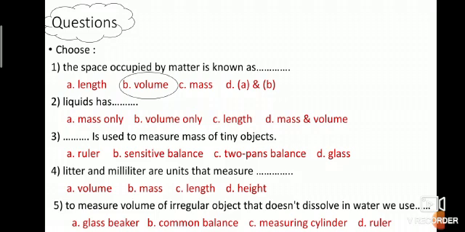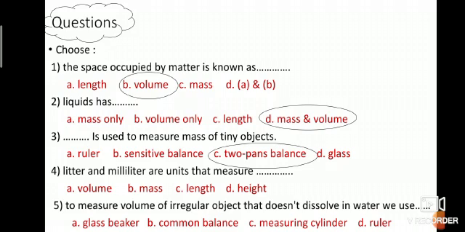The second question says liquid has space, mass only, volume only, length only, mass and volume. The right answer is liquid has mass and volume. The third question says which is used to measure the mass of tiny objects. The first answer says ruler, the second sensitive balance, the third two pans balance, while the fourth is glass. So the right answer is the sensitive balance is used to measure mass of tiny objects.